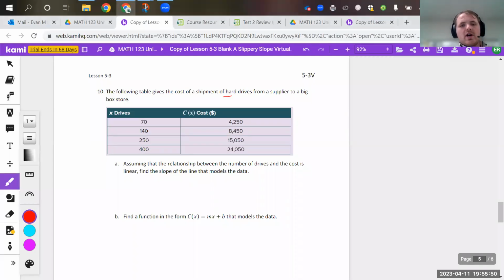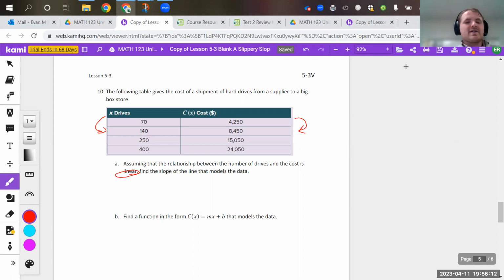So it's looking at hard drives. Okay, so it's looking at how much it's going to cost to ship these hard drives specifically. So it's saying assume that the relationship is linear. So again, linear just means if I'm going up by some amount on the left, I'm going to go up by not the same amount, but like the same amount each time on the right.